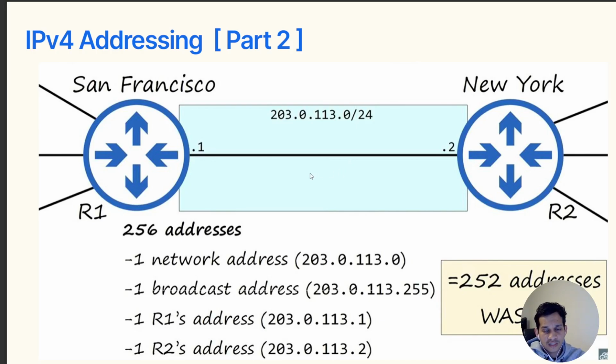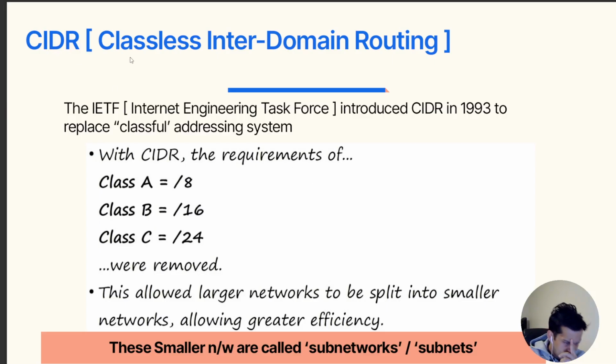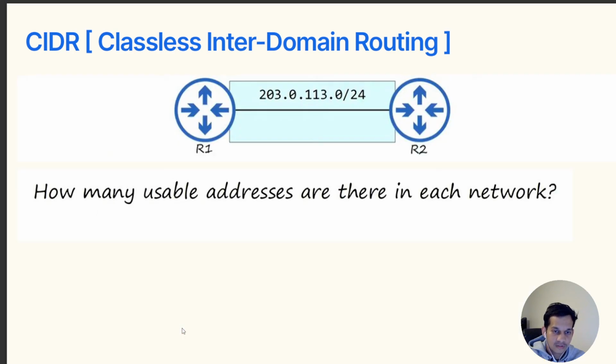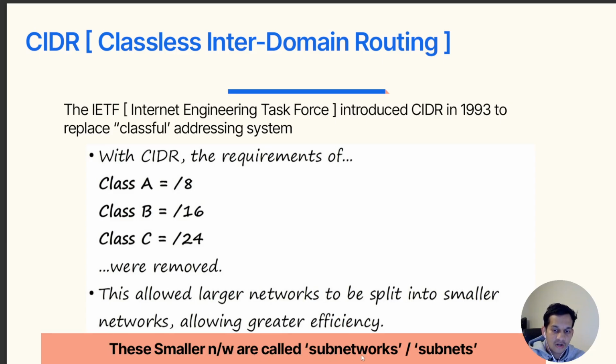The solution to it is CIDR, classless inter-domain routing. The IETF, the Internet Engineering Task Force, introduced CIDR in 1993 to replace the classful addressing system. With CIDR, the requirements of class A, that is /8, class B, that is /16, and class C, that is /24, were removed. This allowed a large network to be split into smaller networks, and these smaller networks are called subnets or subnetworks.